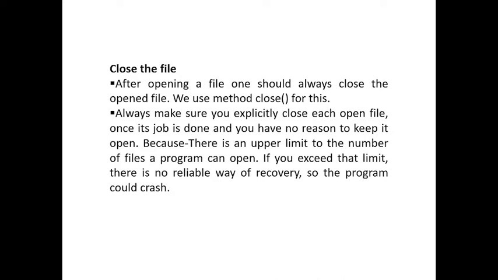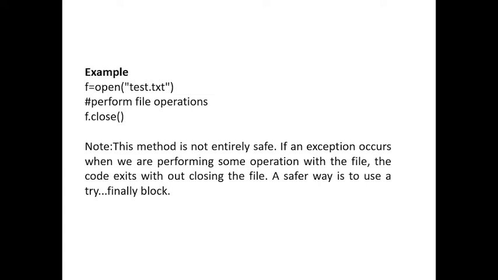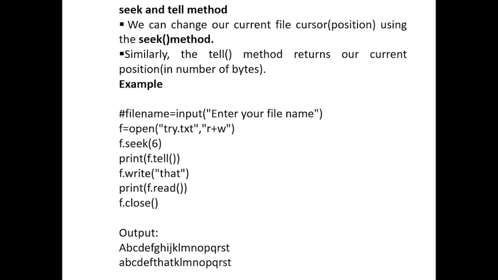That means once you open a file, you obviously have to close it. If not, after some iterations the program will collapse. So closing the file plays a major role in file handling. So f equal to open, in double quotes text.txt, then perform whatever file operations you want and use f dot close to close it.